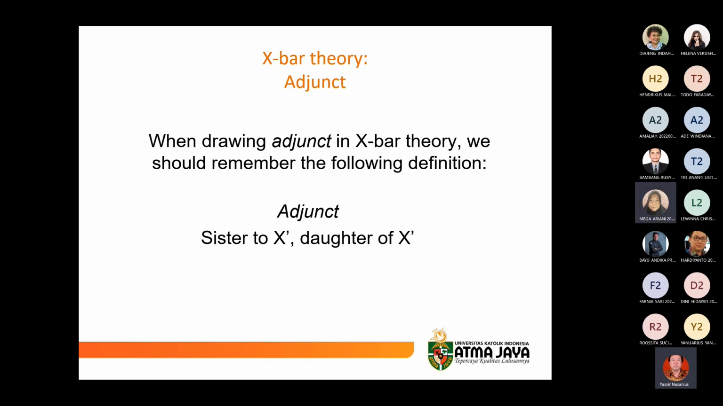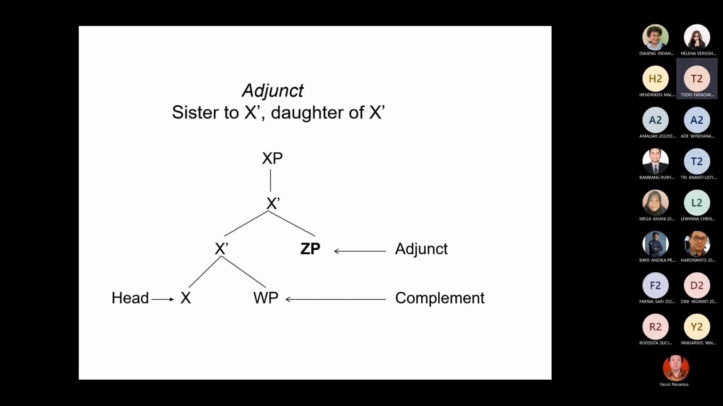So let me give you an example. Let me represent adjunct here. Pak, can I ask? Adjunct has to be the sister of X bar and daughter of X bar. Does it have to fill the two requirements or can it fill only one? You have the two of them. I have to have two of them. Yes.